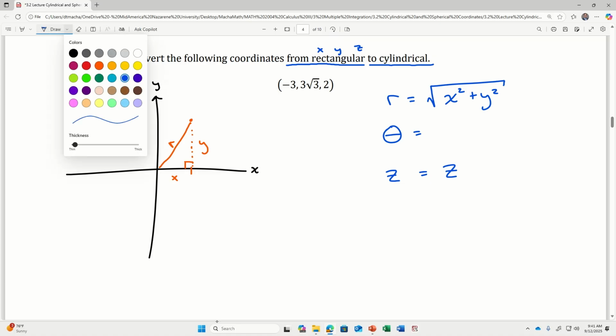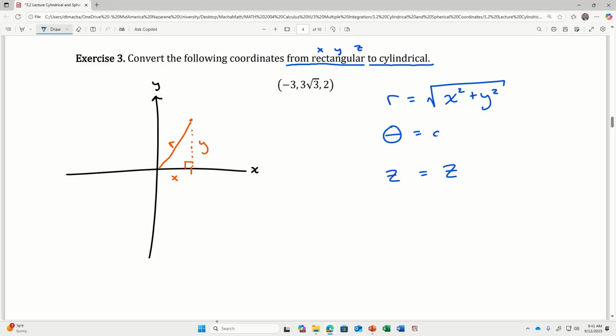And then theta is going to be the arctangent of y over x. Because again, this is the angle theta, and tangent of theta would be opposite side over adjacent side. So it would be y over x. And somebody tell me, what's the important thing you have to remember about arctangent? What about the quadrants?